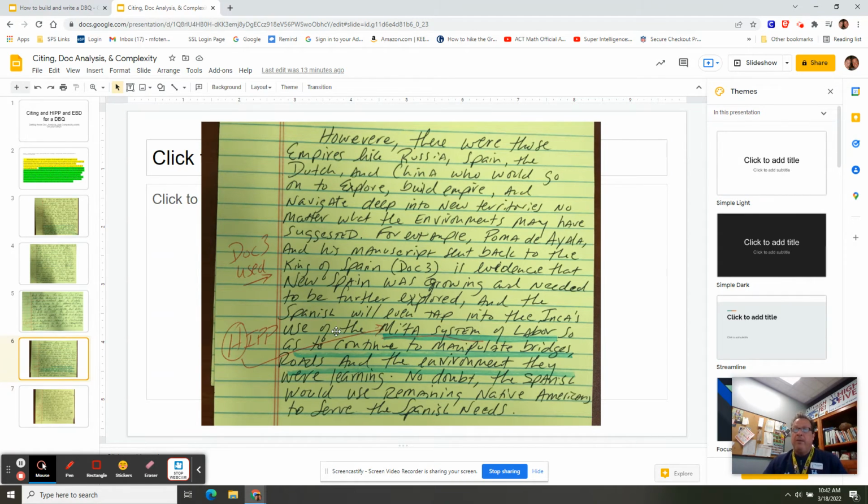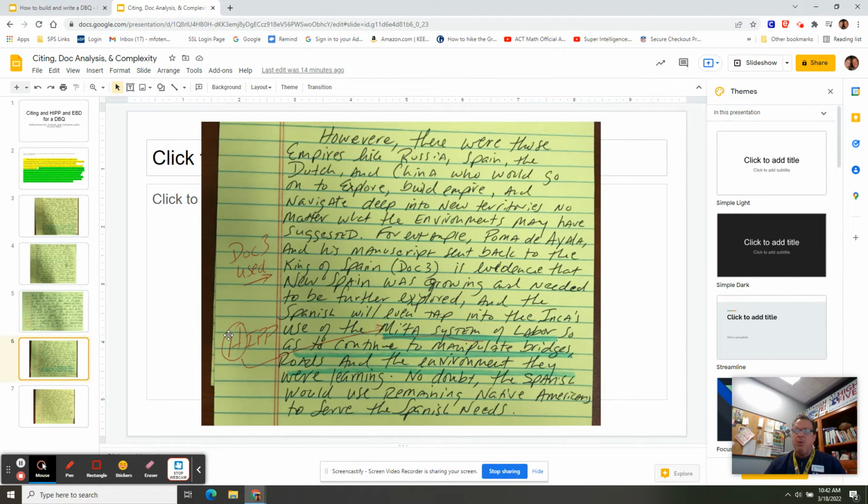So again, and then now let's see here. What do I do? Oh, another HIP moment. For example, I can't say that guy's name, Palma de Ayala, and his manuscript sent back to the King of Spain, document 3, in parentheses again, is evidence that New Spain was growing and needed to be further explored. And again, that's a kind of historical moment because we're talking about New Spain.